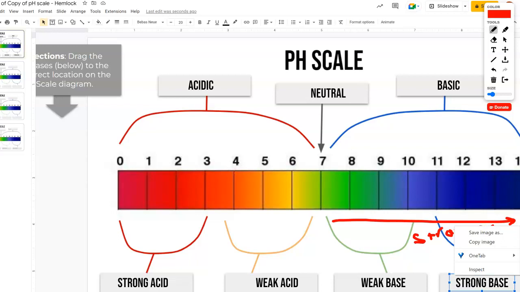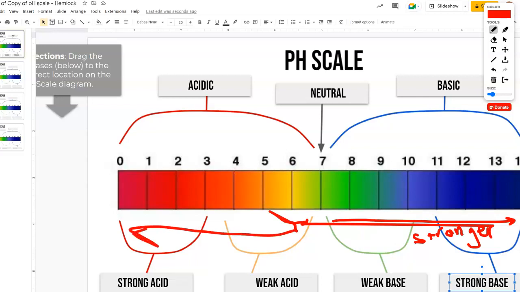And so if we get, oops, I'm going to draw on this. If we go this direction on the acid side, it gets stronger. So the arrows are pointing in directions away from each other. From the 7, moving to the left, it gets stronger. And from the 7, moving to the right, it gets stronger.